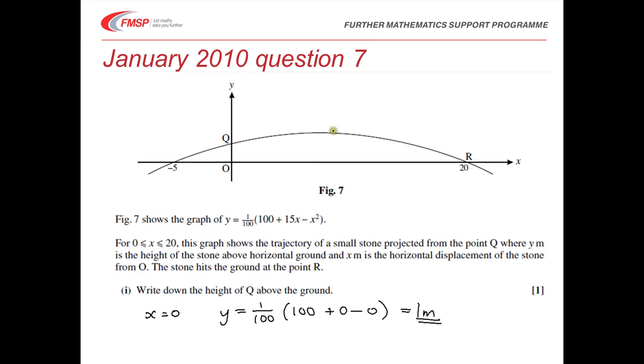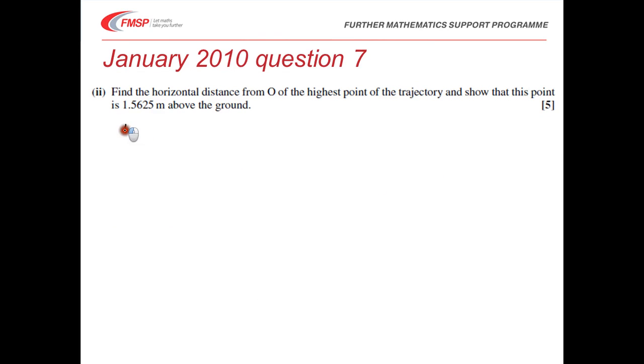However, there is a slightly easier way using the symmetry of the graph, because we can see that this is a quadratic, and because it's a quadratic it's symmetrical. And so the maximum point here will be halfway between -5 and 20. So by symmetry, the point that we're after, which we'll call x, is -5 plus 20 halved, and that works out to be 7.5.